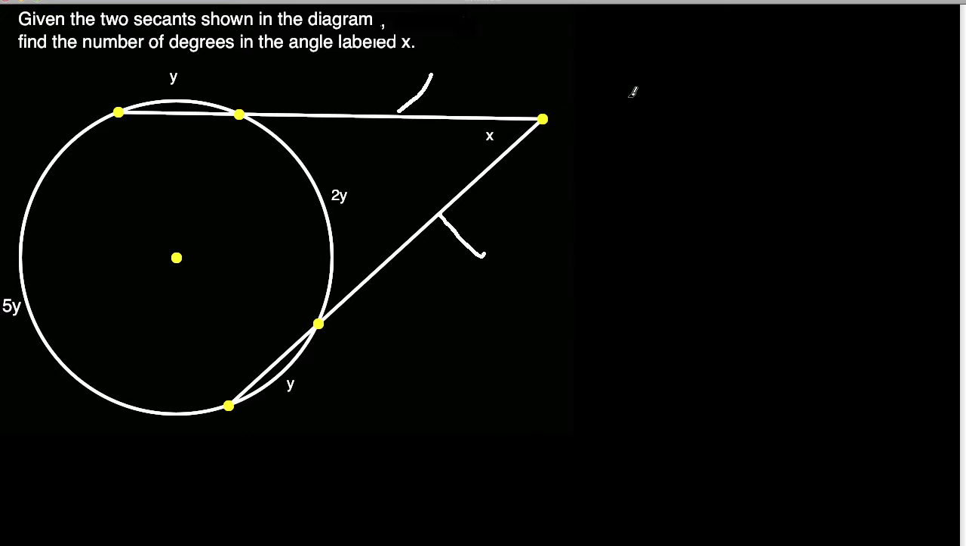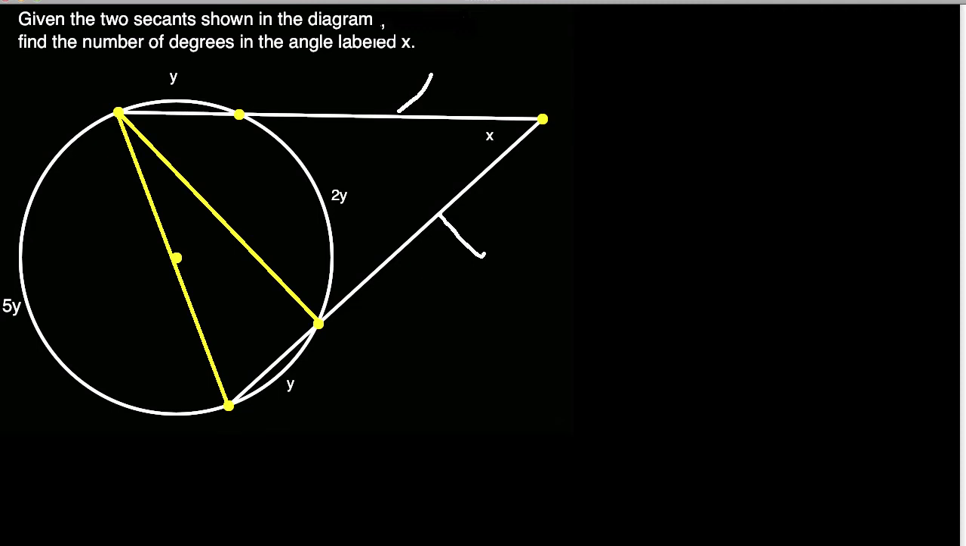And we're given the measure of all the arcs. We're given the measure of this arc is 2y, this arc is y, this arc is y, and this arc is 5y, and asked to find x. Well, I need to draw a couple of extra lines here to help me with this, which is exactly these two, and I know it's these two because I spent some time looking at the problem. So these are the two lines I'm going to draw.